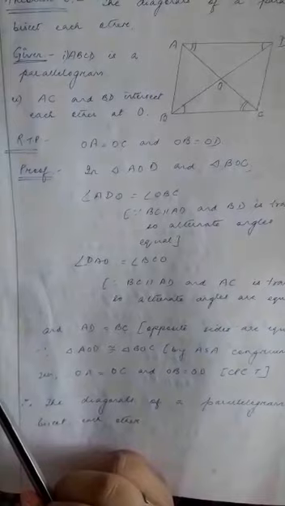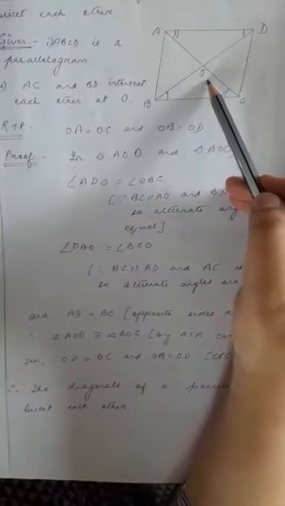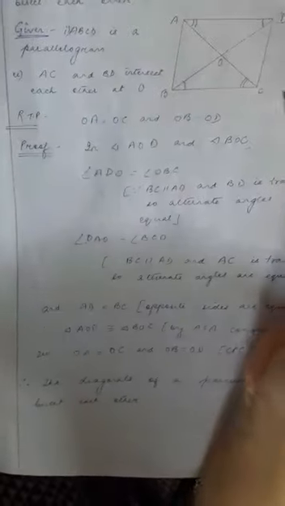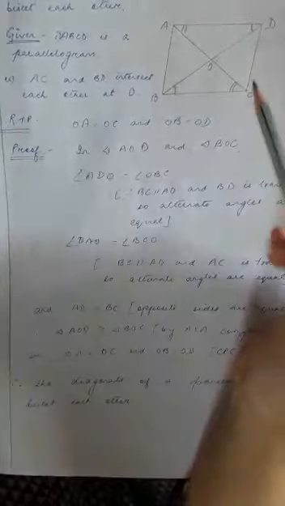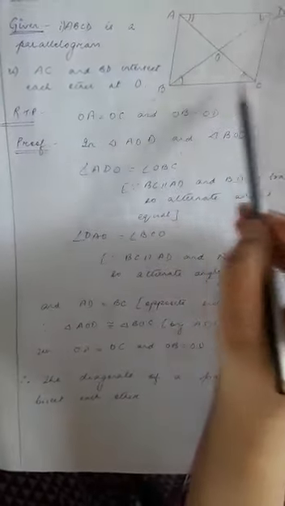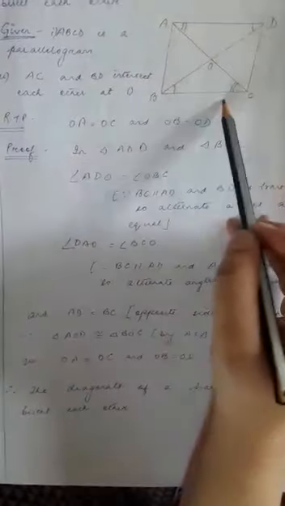For that, let us first consider the two triangles, that is AOD and BOC. In these two triangles, angle ADO is equal to angle OBC. I have marked here ADO is equal to OBC because BC is parallel to AD and BD is the transversal, so they become alternate angles. Now again angle DAO is equal to angle BCO, because BC is parallel to AD and now AC is the transversal, so they form alternate angles. And here AD is equal to BC.